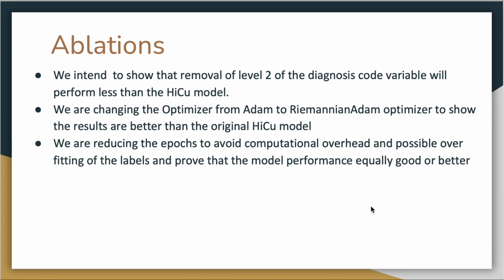The ablations we have tried are: first, to remove the level 2 of the diagnosis code variable and show that the performance is lesser than the original HiCu paper. Also, we have changed the optimizer from Adam to Riemannian Adam optimizer to show the results are better than the original HiCu model. The last one we have done is to reduce the number of epochs to avoid the computation overhead and possible overfitting of the labels and prove that the model performance is equally good or better.